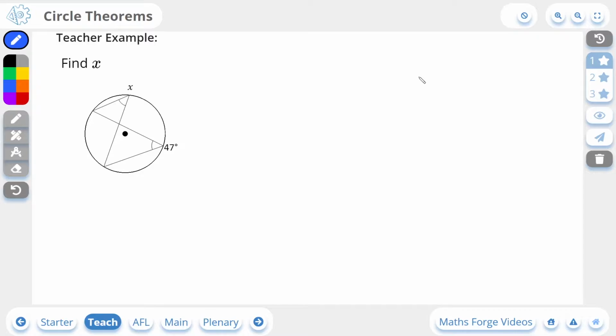So for the one-star examples, there are 3 different circle theorems that you need to know. Here's the first one. Here we're being asked to find x. Now this circle theorem can be described by the following. Angles in the same segment are equal.